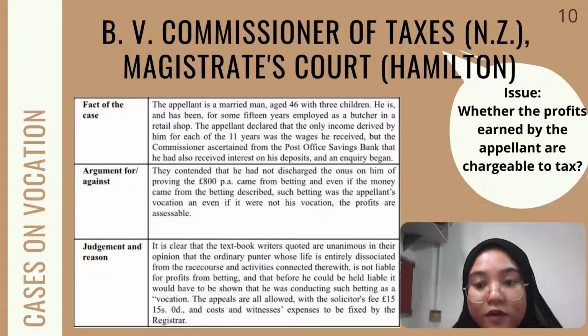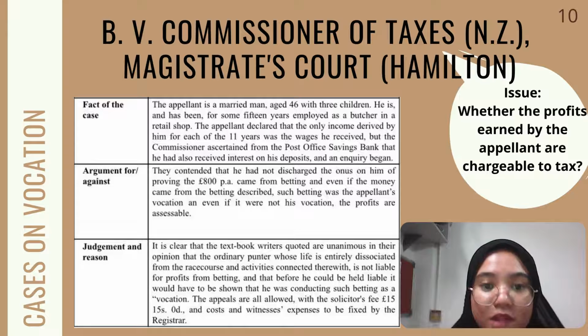The related case for vocation is B v. Western Commissioner of Taxes and B. Magistrate Court Hamilton. The issue is whether the profit earned by the appellant are chargeable to tax. Based on this case, the appellant is a married man. He has been for some 15 years employed as a butcher in a retail shop.